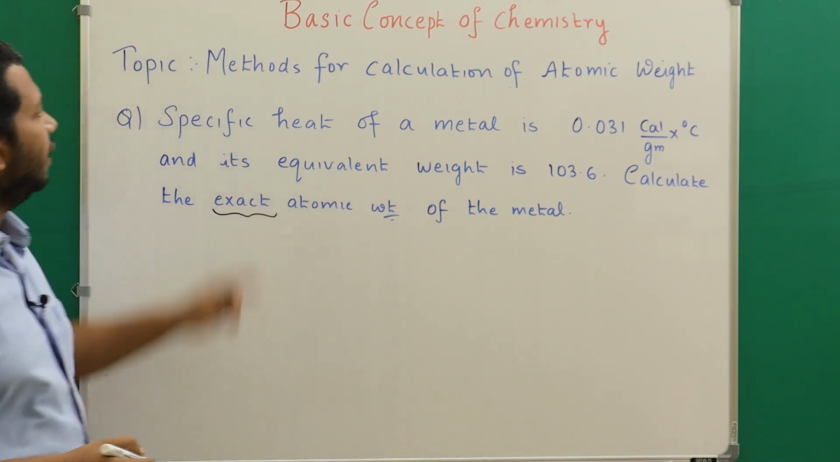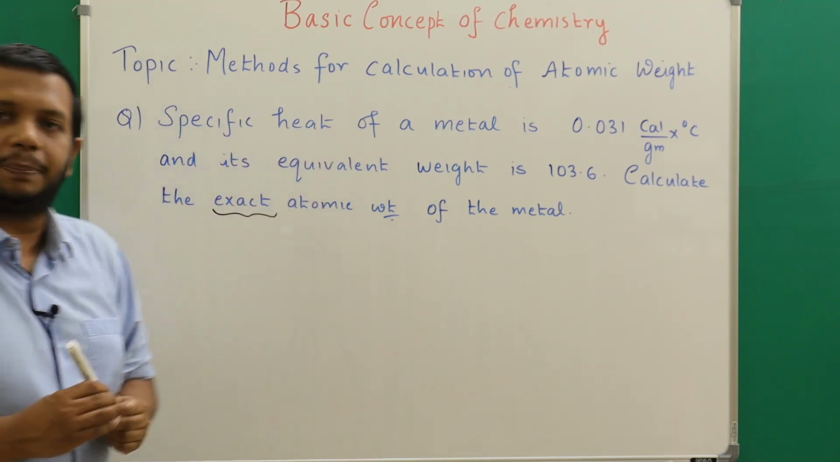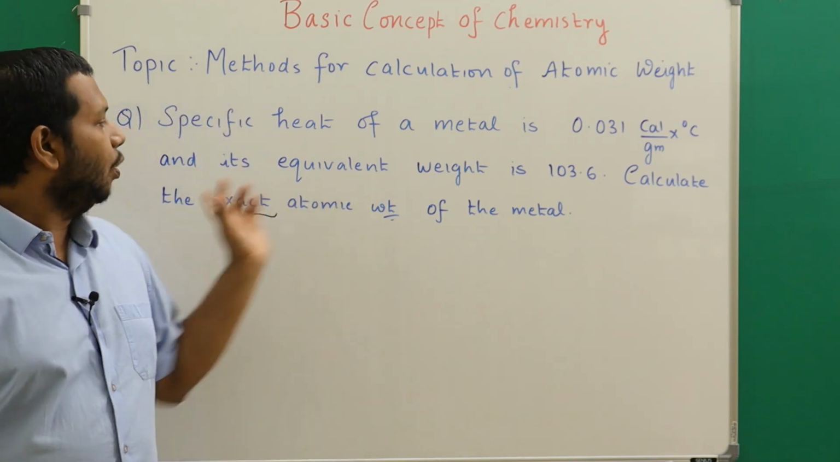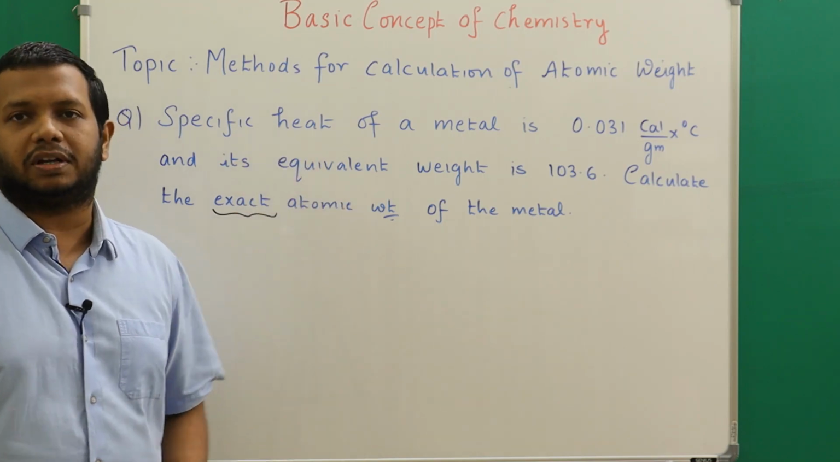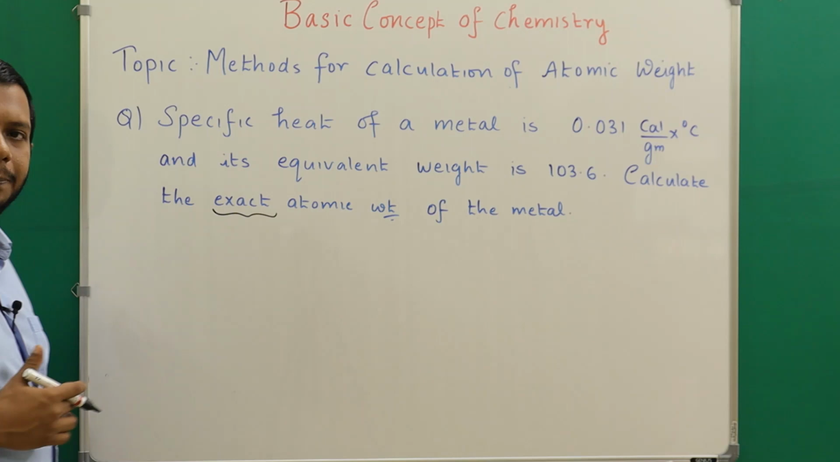But we know that whenever specific heat is given, we apply Dulong's and Petit's law and we will be getting only approximate atomic weight. Then how can we calculate the exact atomic weight? That is why this question is very important. Let's see how we can do this. Okay, let's apply Dulong's and Petit's law.